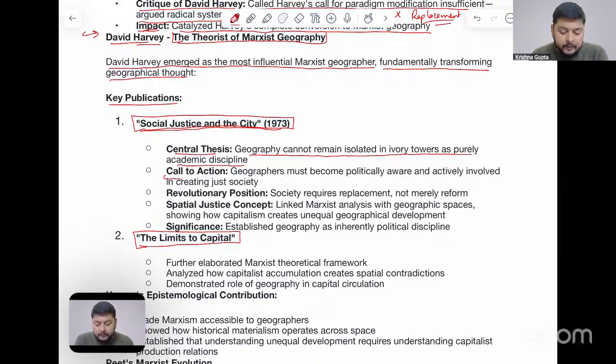So he has given us a fundamental call to action. His call to action was that geographers must become politically aware and actively involved in creating a just society. So he was asking geographers to come to the forefront and do something politically, to get involved in the political part and create a just society rather than just highlighting it.